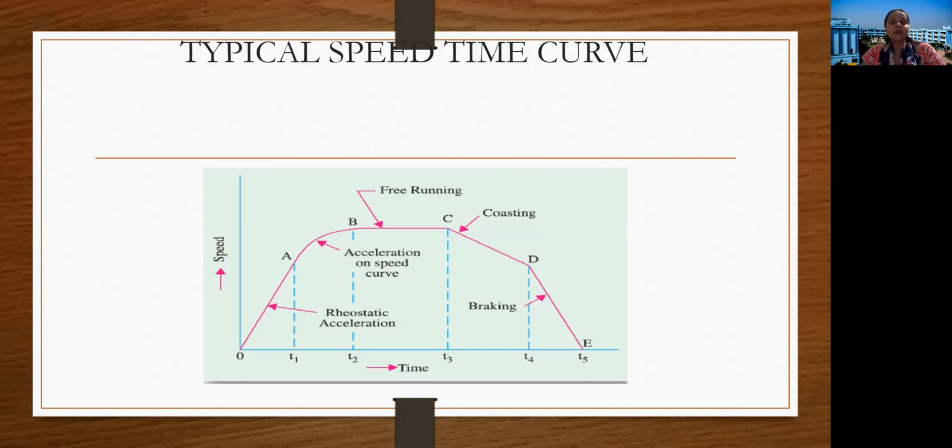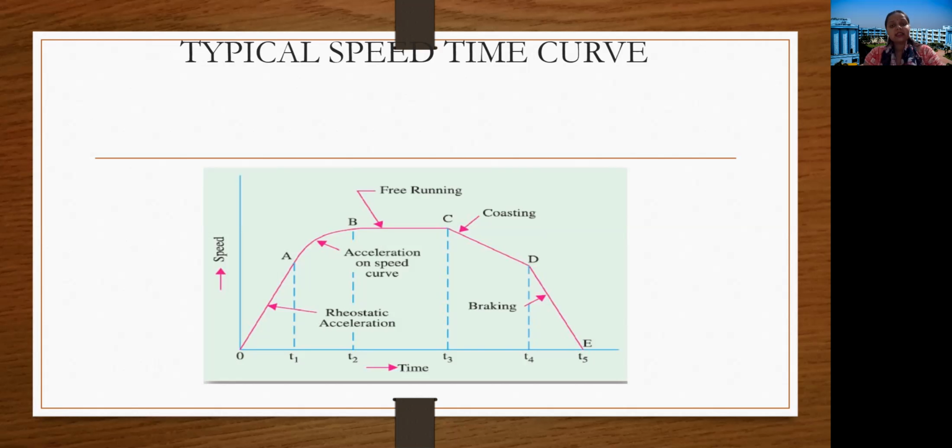And the last part but not the least, from D to E, this is braking. In this part, the supply to the motor is cut down. The motor gets rotated only due to its inertia. And in this portion, mechanical braking is applied to the motor within the time t4 to t5. So this is the total typical speed time curve.